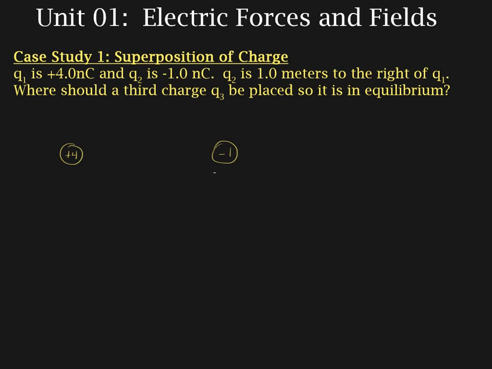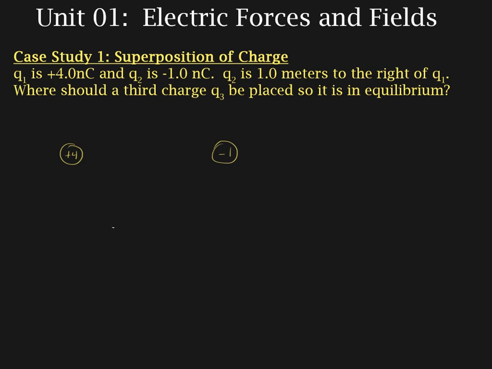Okay, so in this video we're going to take a look at superposition of charge specifically, and we're going to be doing it with charges which are stretched out in a line. And in this particular example, we want to know where we're going to be placing a third charge such that it remains in equilibrium, or that there is no net force.